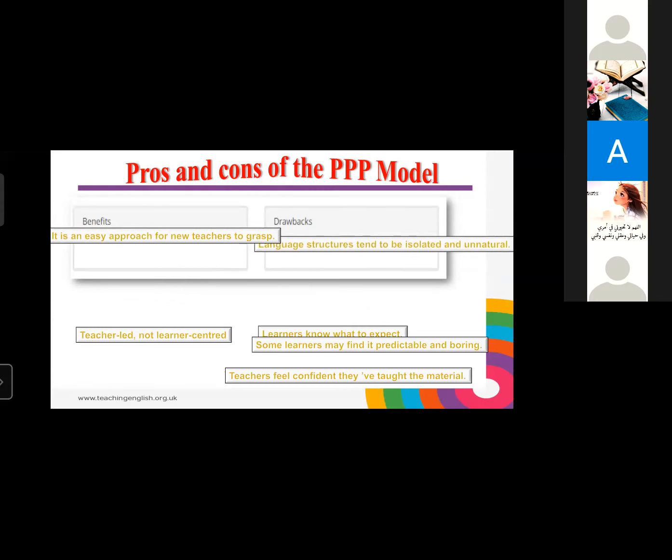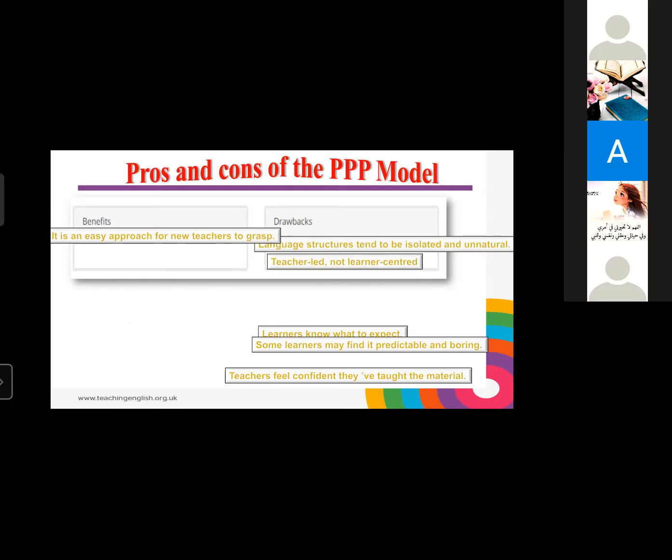The disadvantages: language structures tend to be isolated and unnatural. All the time, when we plan our lessons, we write key structures or grammar. So the grammar is not taught in a context related to the vocabulary. We can teach the vocabulary isolated in this approach, and the grammar isolated in different examples, okay? So this is one of the disadvantages or drawbacks.